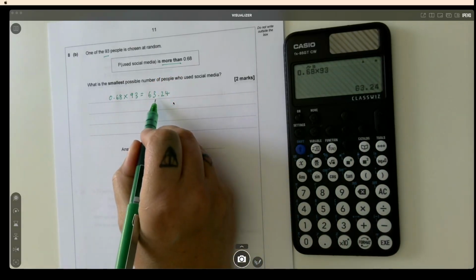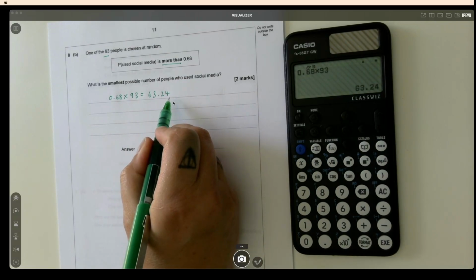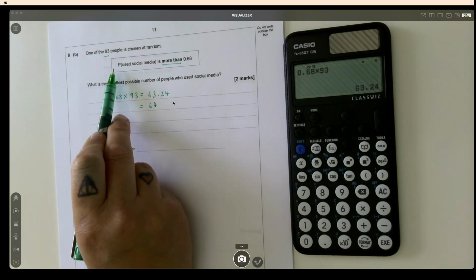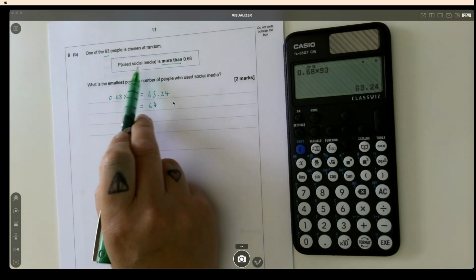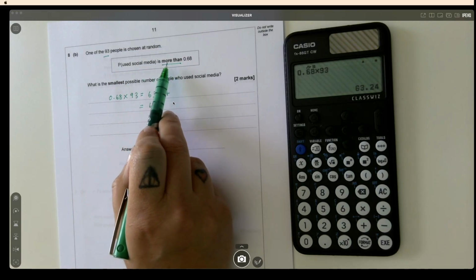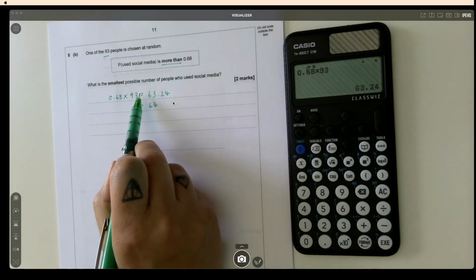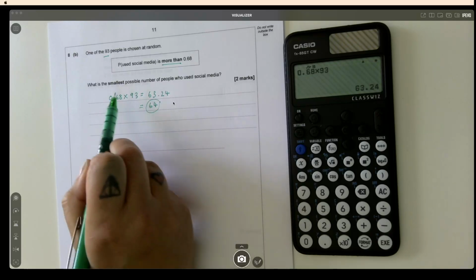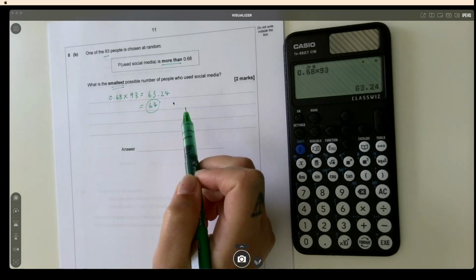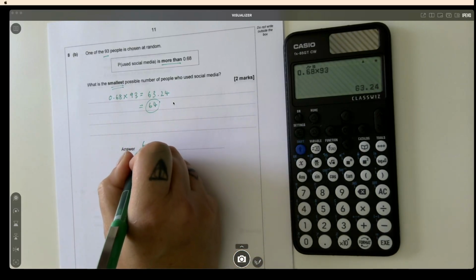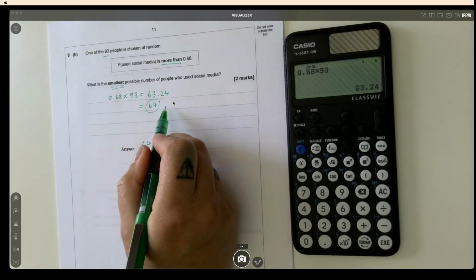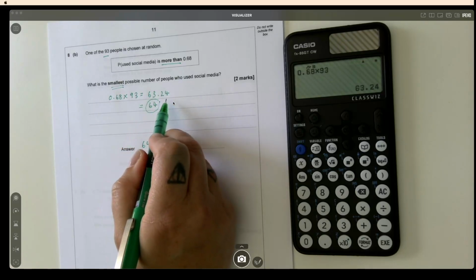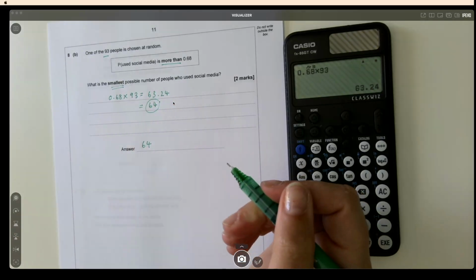63.24. We can't have 0.24 of a person, so we're going to round that to 64. Now this probability says the probability that they use social media is more than 0.68. So because it's more than, that's why we've rounded to 64. And that 64 is the smallest possible number of people that use social media. If we went higher than 64, we wouldn't have the smallest, because 64 is the next whole number when we're dealing with the more than inequality.